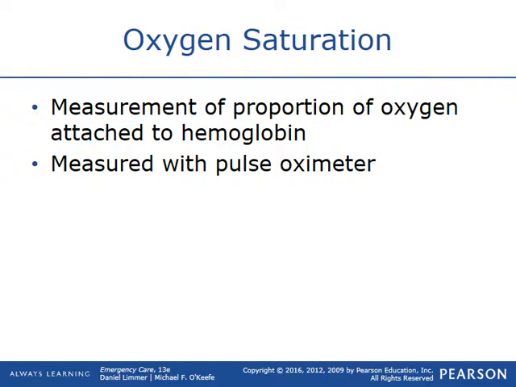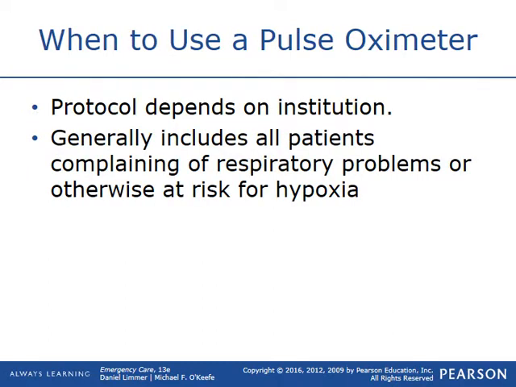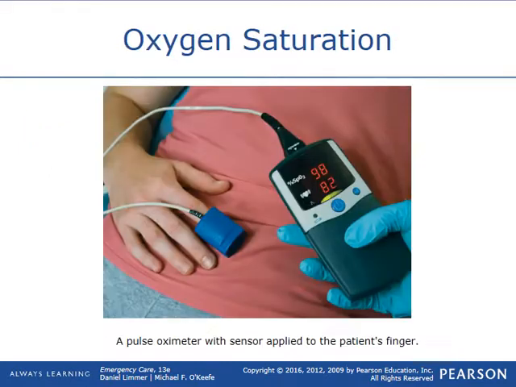Measurement of the proportion of oxygen attached to hemoglobin is what oxygen saturation is. This is measured with a pulse oximeter. So when do we want to use a pulse oximeter? The protocol depends on the institution. Some places use it on every patient, other places do not. Generally it includes all patients complaining of any sort of respiratory problems or who are otherwise at risk for hypoxia.